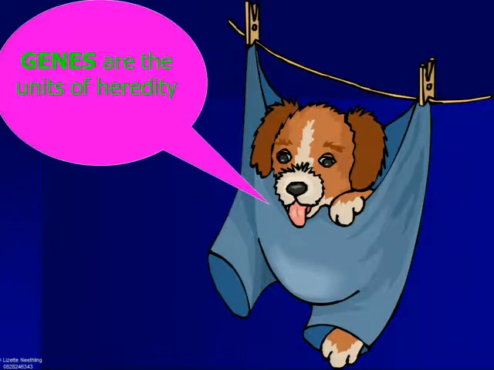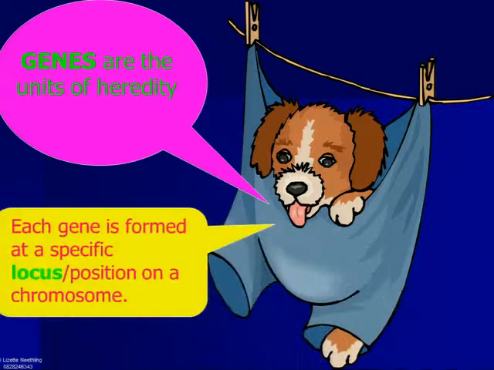Genes are the units of heredity. The place where you find the gene we call the locus. If it's more than one place we're talking of loci, L-O-C-I. But you need to know that a locus is the position on the chromosome where you find the gene. You need to know the term.